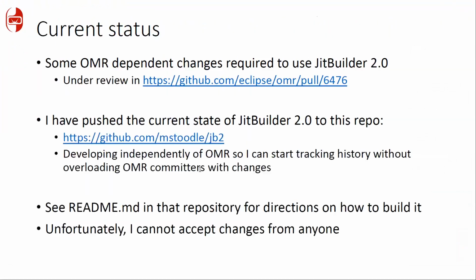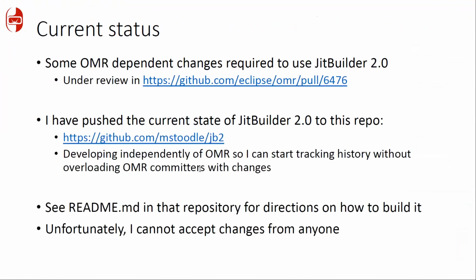All right, current status. So there are currently some OMR dependent changes that are required to use JitBuilder 2. There's about 7 commits that I've currently got in a pull request at OMR that will hopefully be merged soon. But as of the start of this call, I don't think they had been merged.